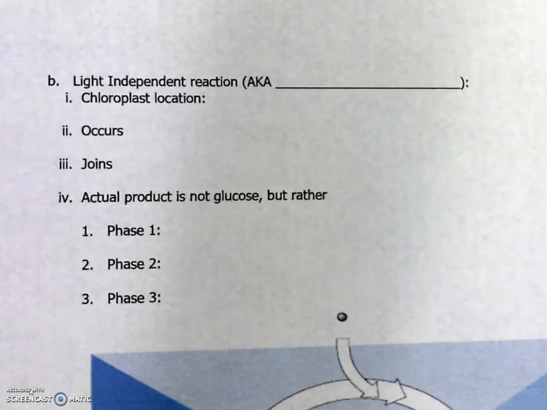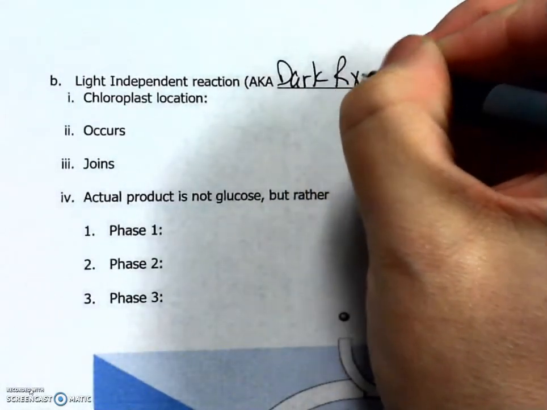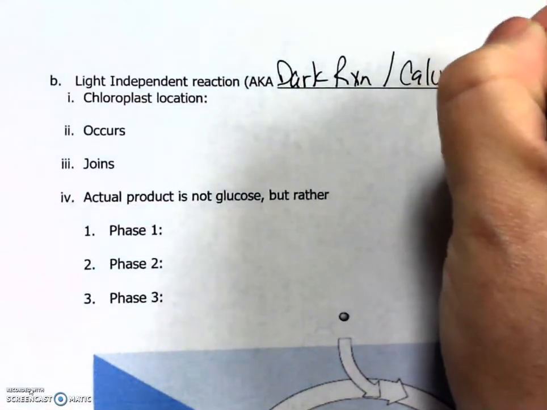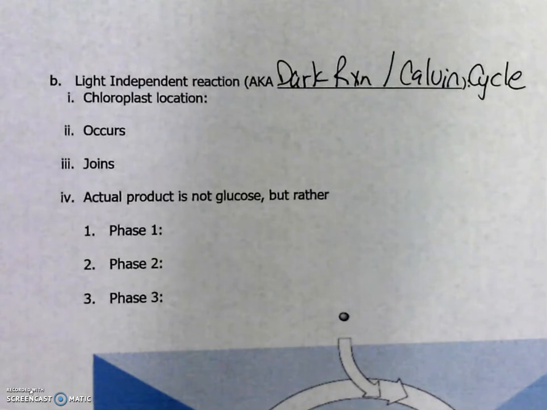So today we're going to look at the light independent reaction, which is also known as the dark reaction, and also the Calvin cycle. Dark reaction, Calvin cycle. They're all three the same. They are independent of light. We do not need sunlight at this point.